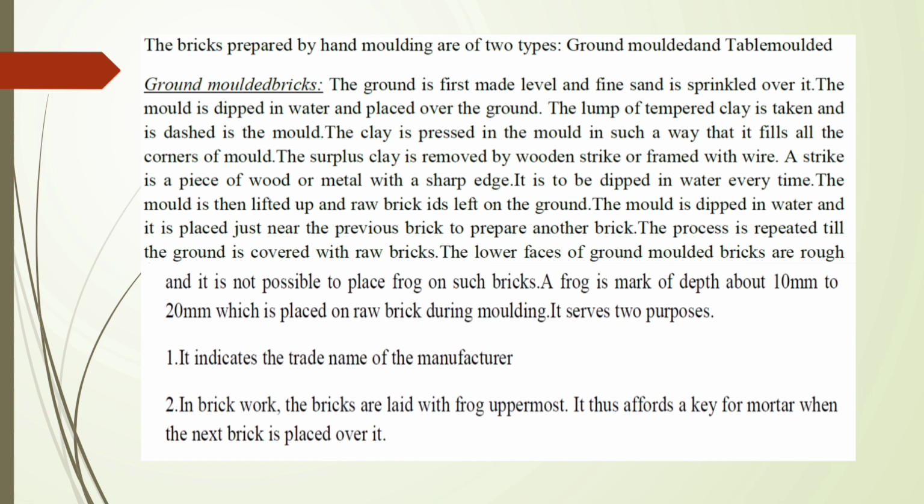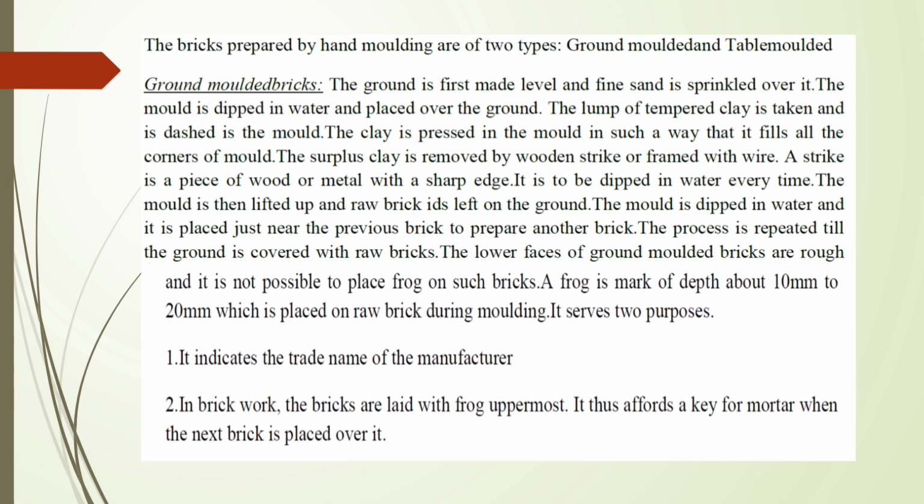The lump of tempered clay is taken and dashed in the mold. The clay is pressed in the mold in such a way that it fills all the corners of the mold. The surplus clay is removed by a wooden strike or frame with wire, where a strike is a piece of wood or metal with a sharp edge. It is to be dipped in water every time.